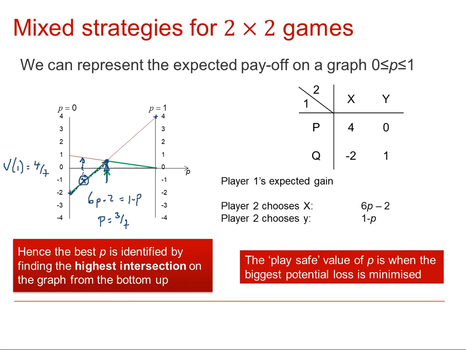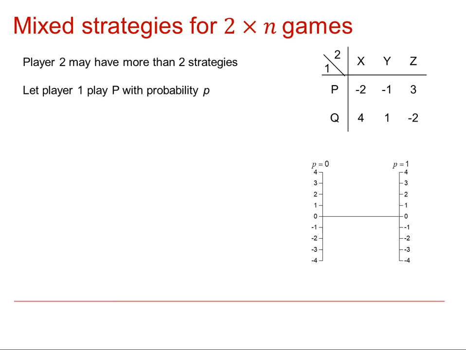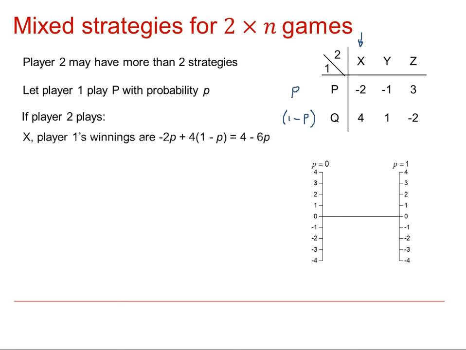Now that was for a situation where we've got a 2 by 2 game, but we can use a similar idea if we've got a 2 by 3 game. So if there are more options for player 2, we work in a similar sort of way. The fact that there are more options for player 2 really just means that we're going to have more lines on our graph. So we still let player 1 play P with probability p, and therefore Q with probability 1 minus p. And then we have different options. Firstly X, and so therefore we get minus 2p and 4 minus 1p. So that comes out to be 4 minus 6p.